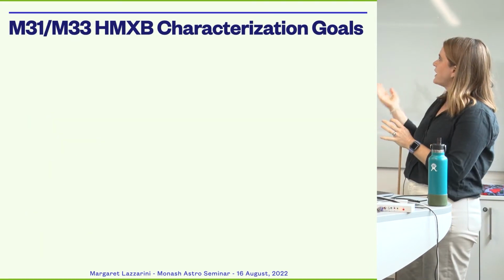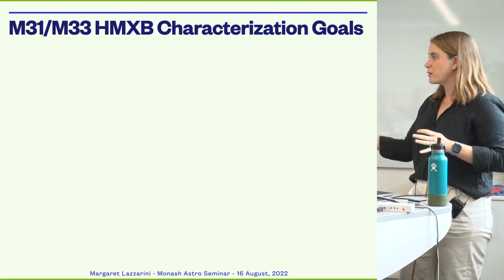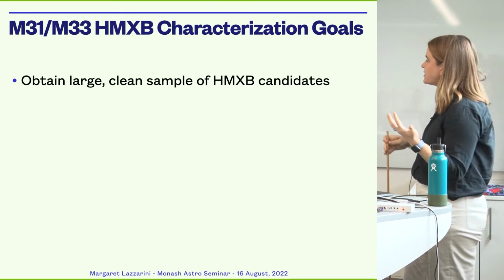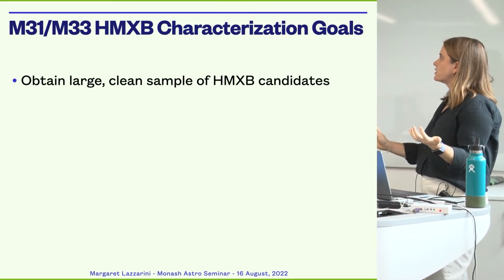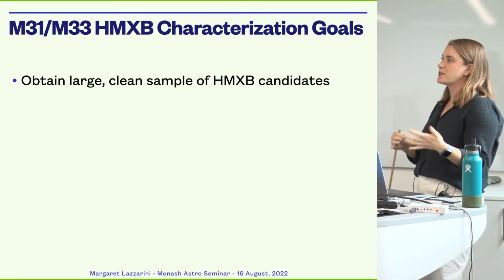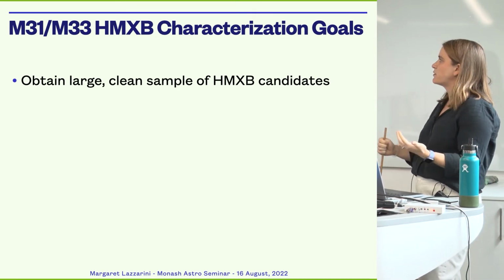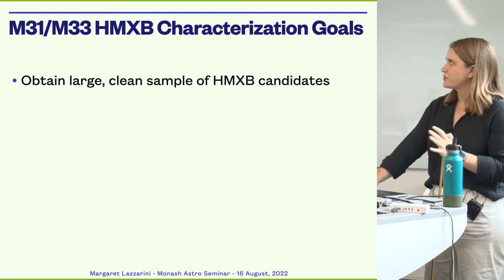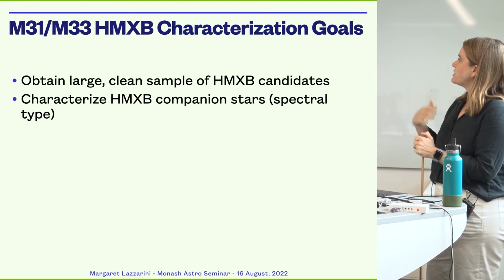So I want to lay out some of the goals for the things that we want to learn about these systems. The first is more on the identification side. We just want to obtain a large, clean sample of HMXB candidates. We want to have something that we could say something statistical about, and we want to make sure that we don't have anything in our sample that is not an HMXB candidate, which I'll talk a little bit about in a second. We want to characterize them.